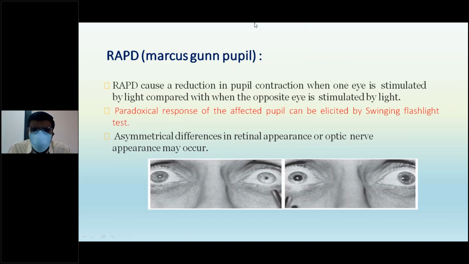What is RAPD? Relative afferent pupillary defect. The other name for relative afferent pupillary defect is Marcus Gunn pupil. Here light is thrown in the affected eye. Instead of constriction, there will be dilatation of the pupil. That is called RAPD.